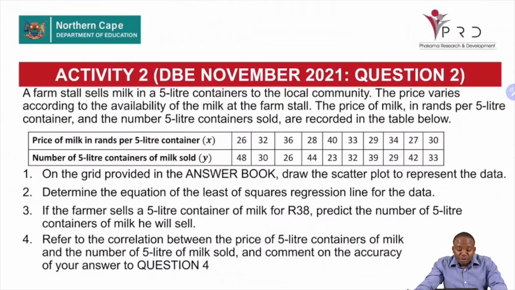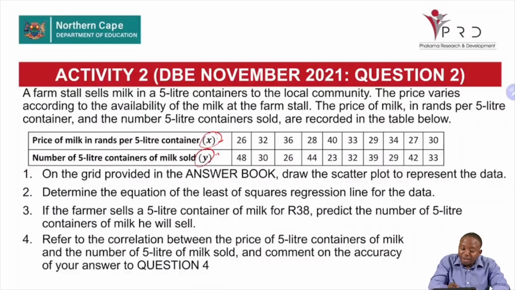Right, welcome back, grade 12. Now, let us go through this activity. The activity reads as follows. A farm stall sells milk in a 5-liter container to a local community. The price varies according to the availability of the milk at the farm stall. The price of the milk in rands per 5-liter container and the number of the 5-liter containers are recorded in the table below. They even tell you the price of the milk is the X and the number is our Y.